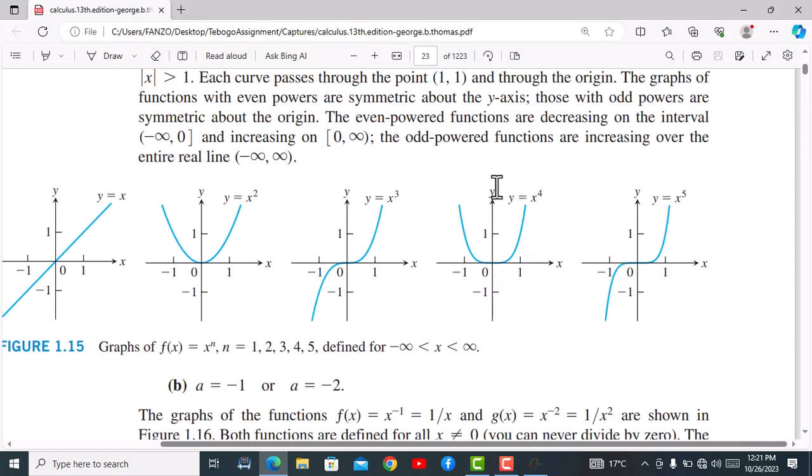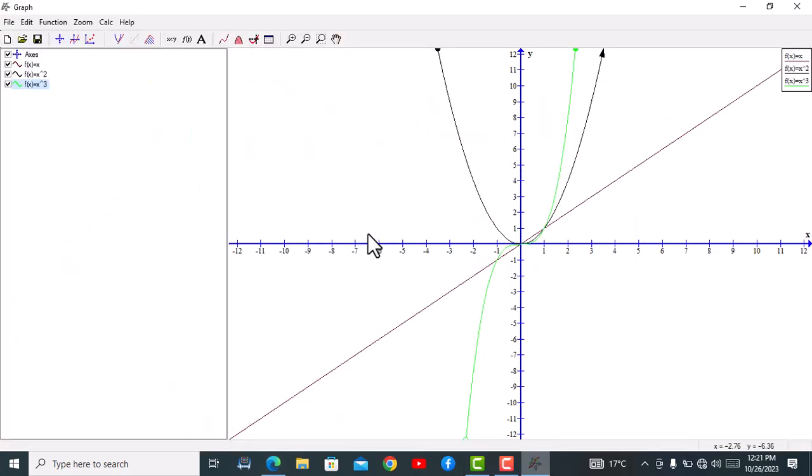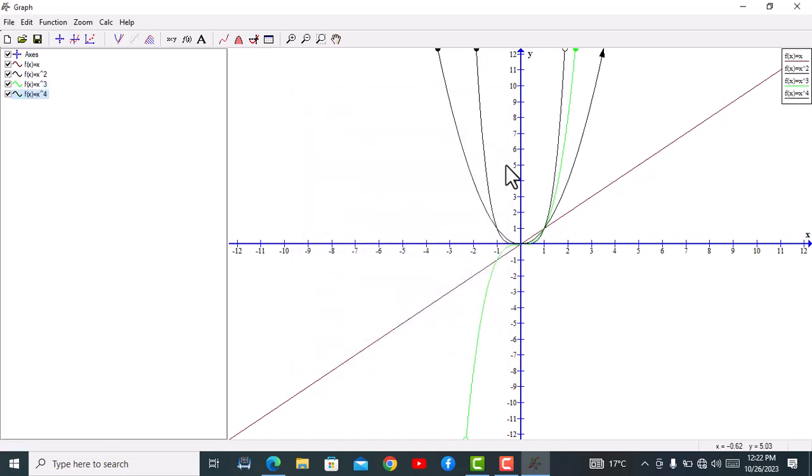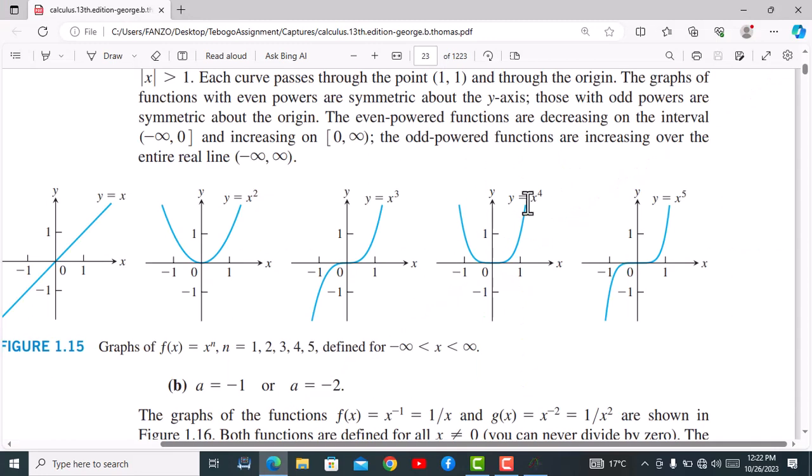Okay, and then we can go for this one. I can just come here and say a function. I can have x to the exponent of 4, and I can use, I believe, a black color, and I can just say start with this and end with that, no problem. And there it is. Let's see whether it is the same. Yes, it is the same. There it is.